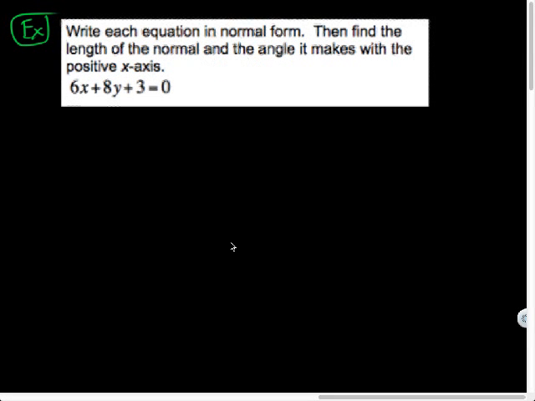So, write each equation in normal form, then find the length of the normal and the angle it makes with the positive x-axis. You can just summarize those directions: write each equation in normal form. The length of the normal? The length of the normal, that's the value p. And the angle is phi.